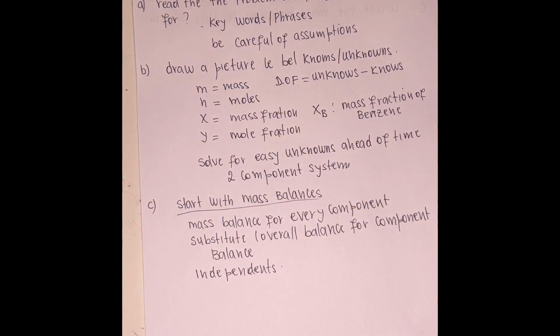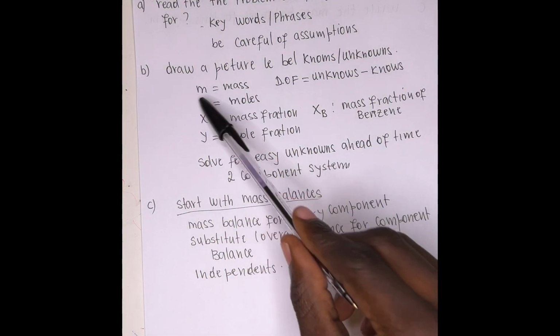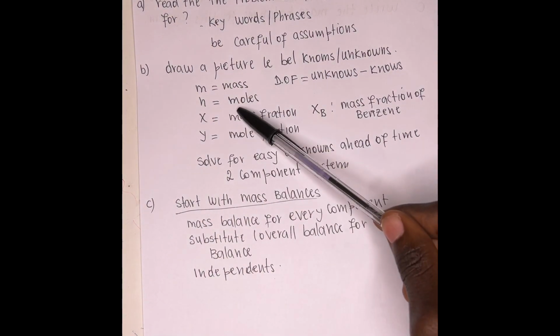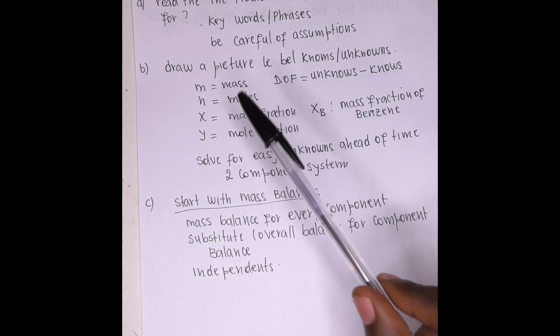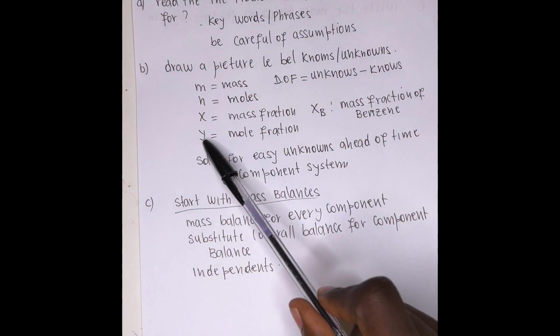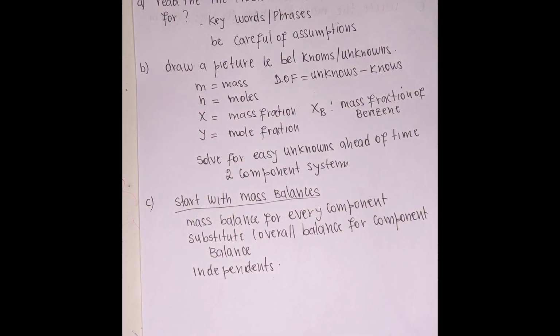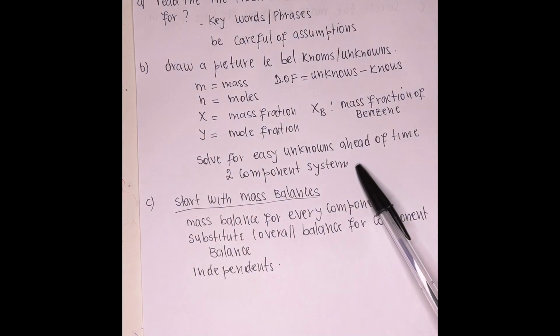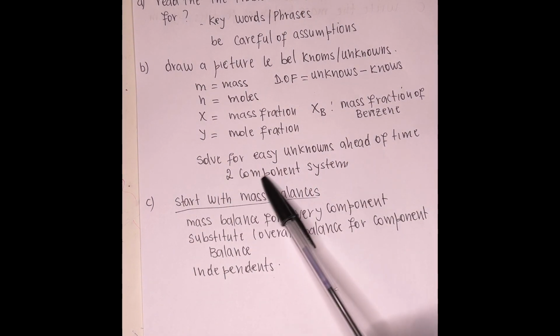Now, guys, after you draw, you label your picture, and you have to understand something very important. This M means mass. This N means moles. This X is mass fraction. And this Y means molar fraction. And then solve for the easy unknowns ahead of time in a two-component system.